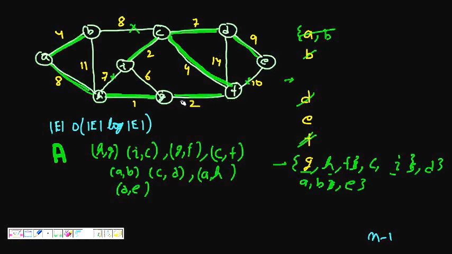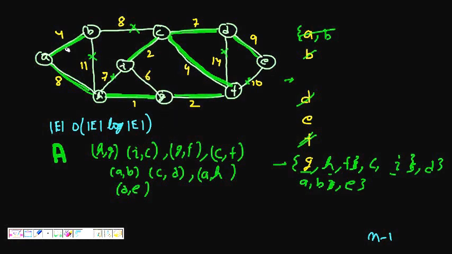After 10 we have 11, B and H. Find set of B is this set, and H is also this set, so we cannot join them. It will form a cycle again, so this is also not joined. Next after 11 you have 14, DF. D is here and F is also here, so if we join it, it will form a cycle. So now you see that we have run out of all the edges.